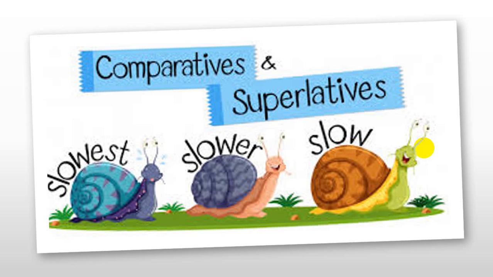The second form of the adjective is the comparative form. Comparative is when we want to compare two things. For example, elephant is bigger than lion. Here we compare between two things, elephant and lion. We form it by adding er plus than.